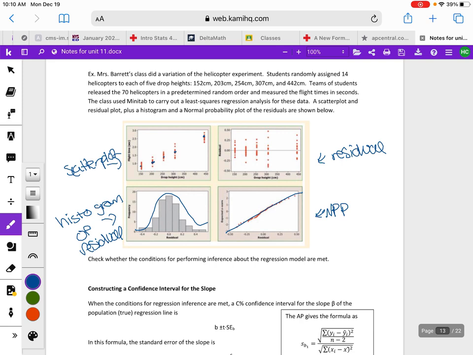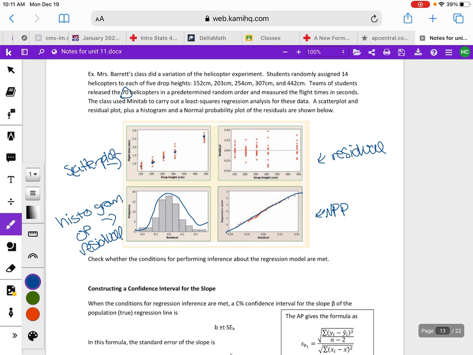Independent, we've got 70 right here. I don't even know if we really need to check the independence piece, because each helicopter is different, is independent of the previous one. There's nothing that means if one falls at a certain amount of time that the next one's guaranteed to fall that far. N is your normal, so you can see here either by looking at the histogram that it looks normal, or the normal probability plot is linear.